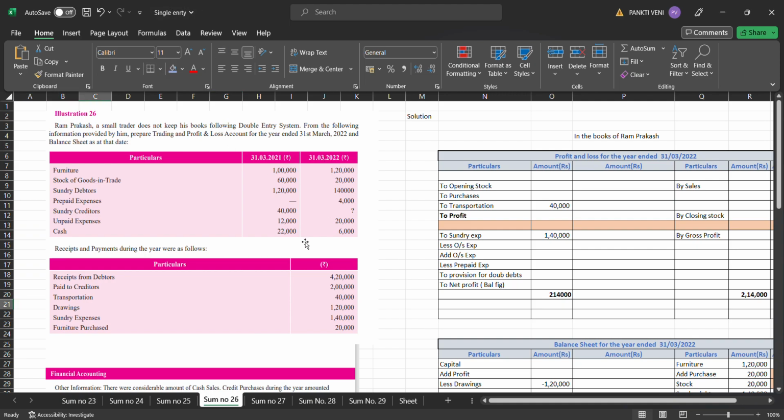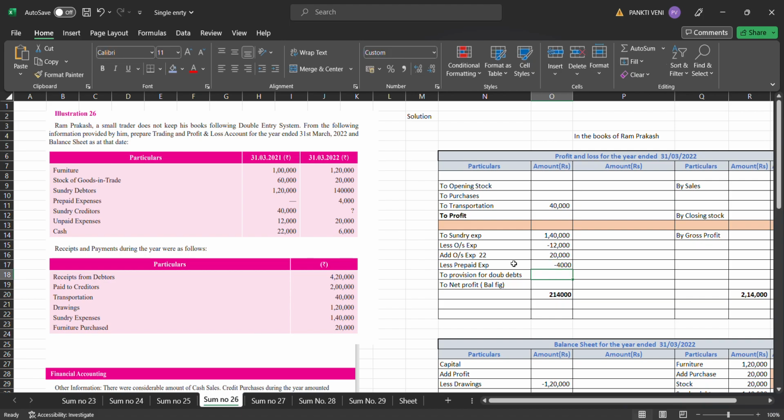Now you have unpaid expenses, no? Unpaid expenses you will show here also for sundry expenses. Whatever is outstanding for the current year, you will have to add, and outstanding for the previous year you will have to subtract. And they have given you prepaid expenses also. That prepaid expense does not belong to this period.